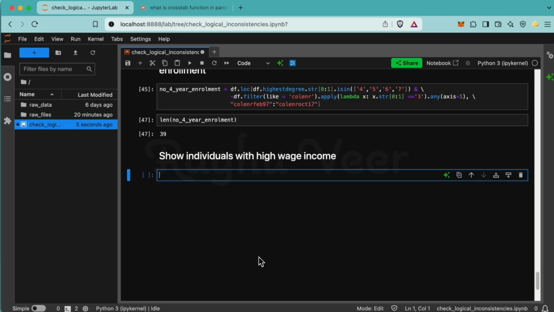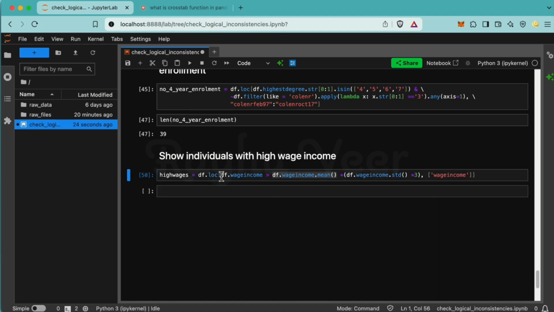Next, we look at individuals with very high wage income. So I'm filtering the rows where the wage income is greater than the mean wage income plus 3 times standard deviation of the wage income. So these are categorized as high income for my data, and I'm selecting the wage income column.